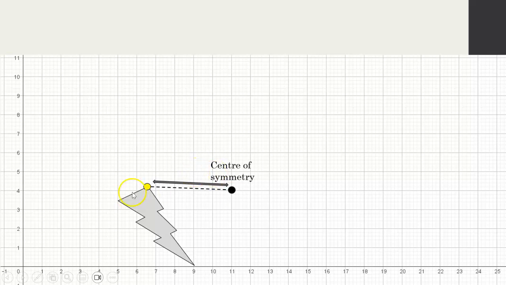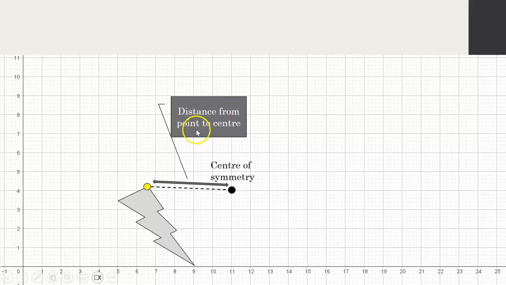Now, take note of this distance with your ruler. This is the distance from the point to the center of symmetry. Then just continue drawing that line out and go out the exact same distance. So whatever this distance was from the point on your object to the center of symmetry, go out the exact same distance. That's where your point will end up.